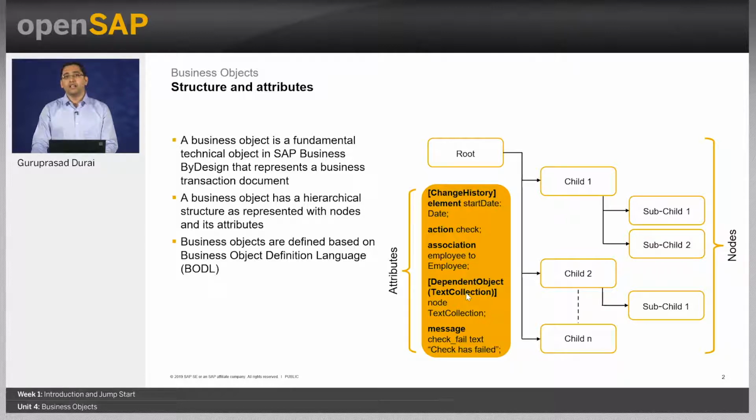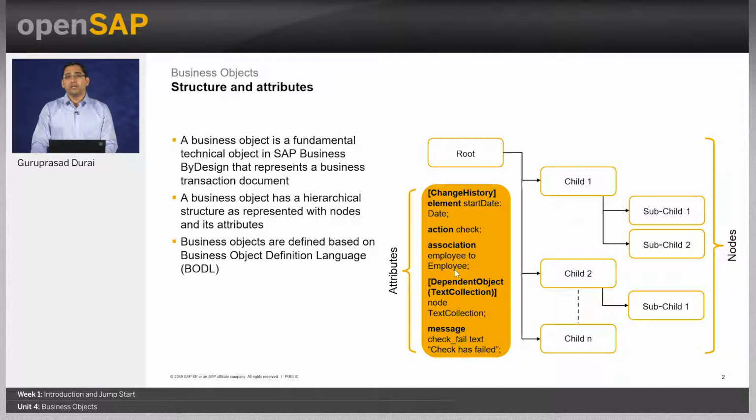Number 3, the associations, which are of two types: internal or composite association, and external or cross business object association. By default, the framework provides composite association, and cross business object association has to be defined in the business object, like the one mentioned here, association employee to the standard business object employee.